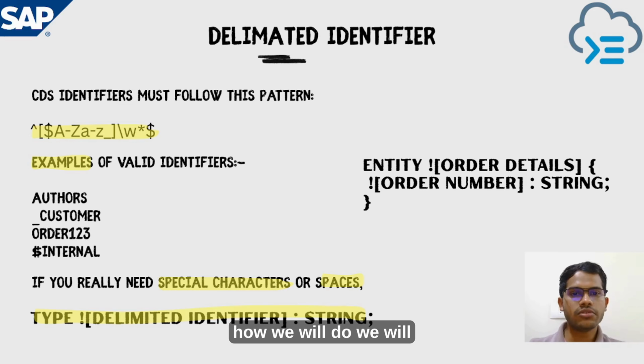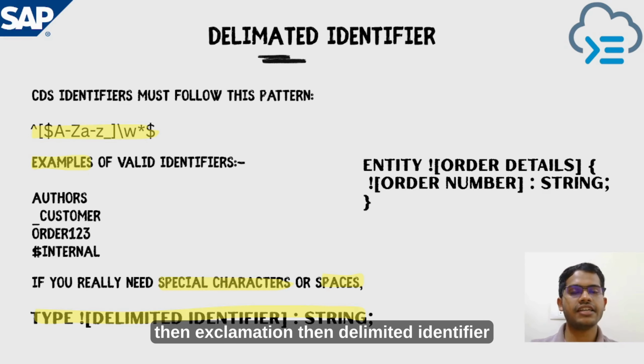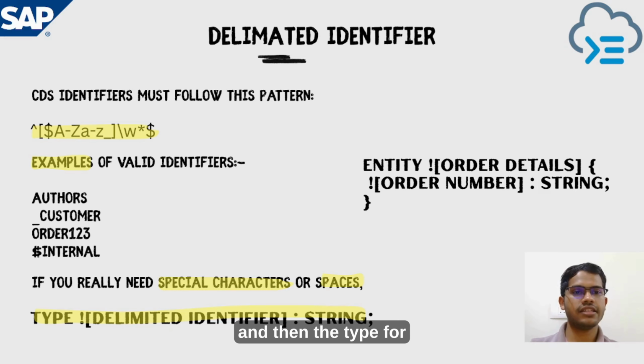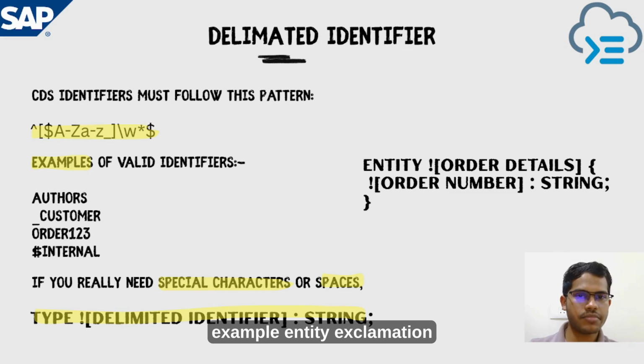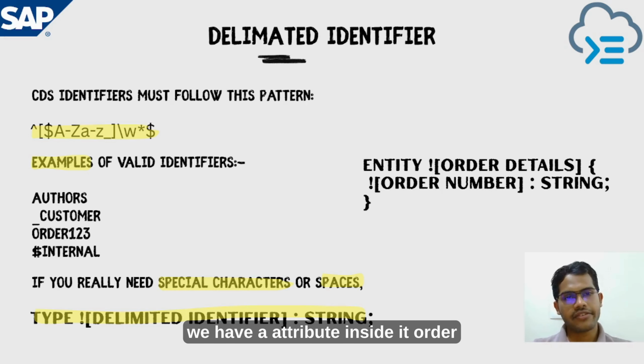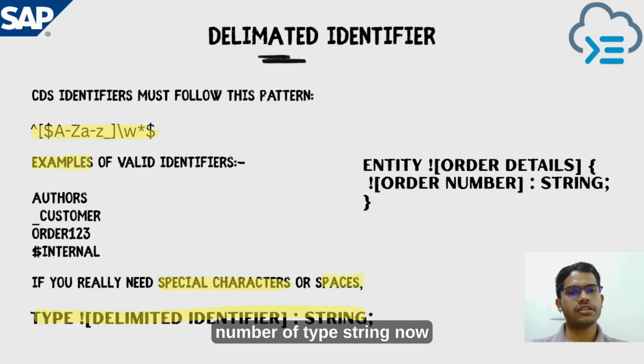So how will we do it? We declare it using the type, then an exclamation mark, then the delimited identifier, and then the body. For example, entity, exclamation, Order Details, and we have an attribute inside it, orderNumber of type String.